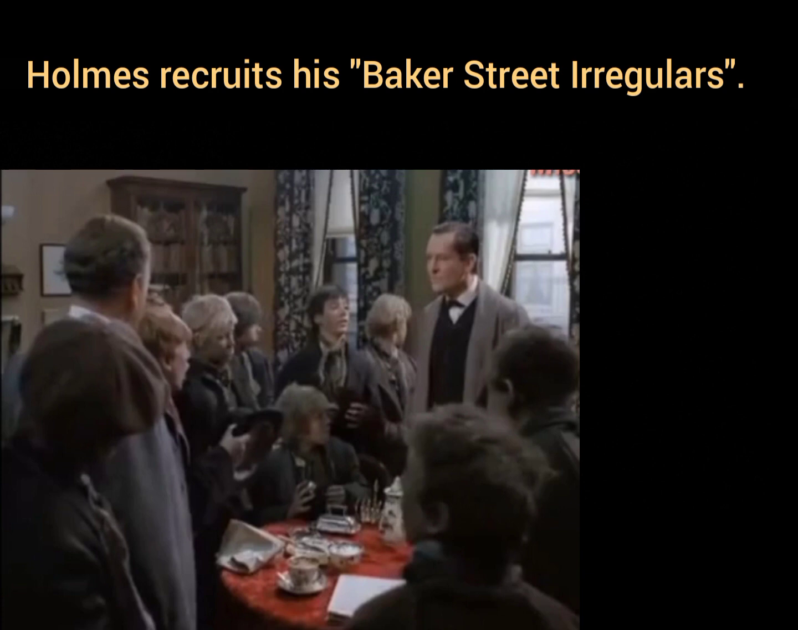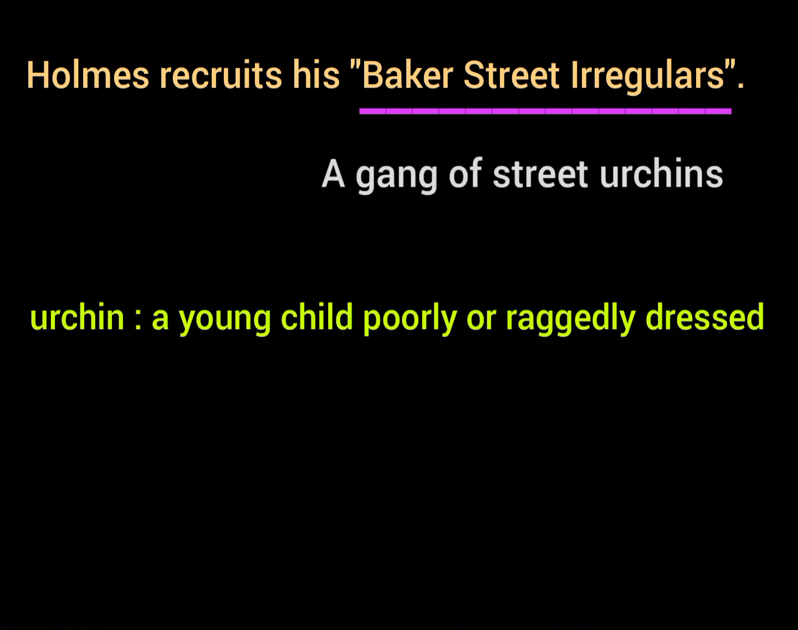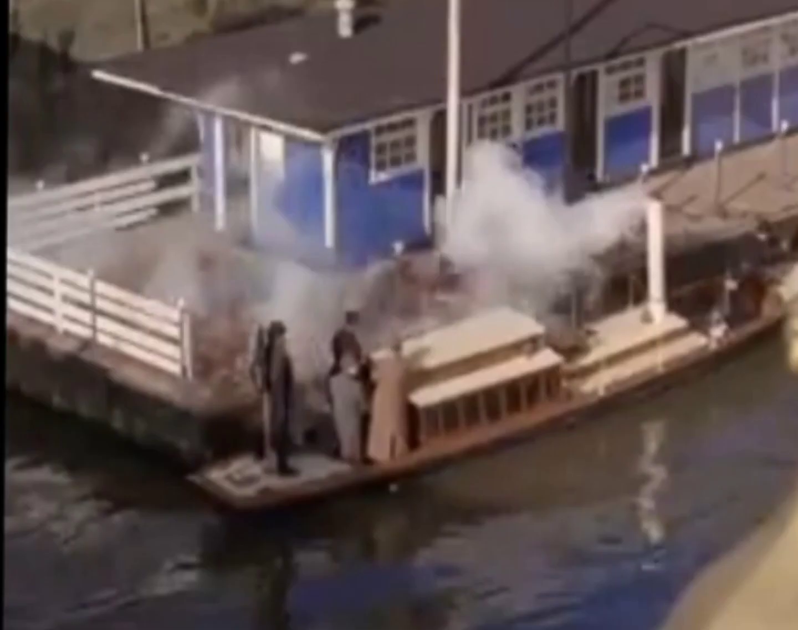So, Holmes recruits his Baker Street irregulars. What is Baker Street irregulars? It is a gang of street urchins. Urchin means a young child who is poorly or raggedly dressed. But these efforts of Sherlock Holmes fail. Then Holmes disguises and makes a search himself and discovers that the boat, the Aurora, has been camouflaged.